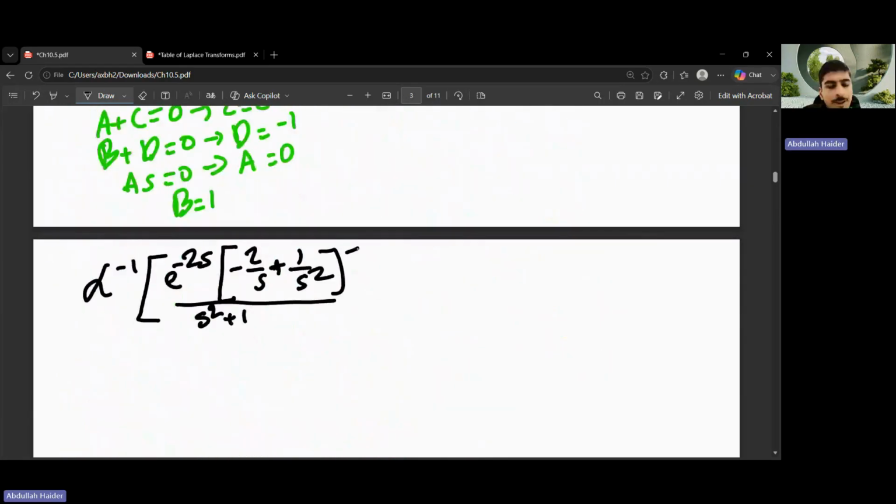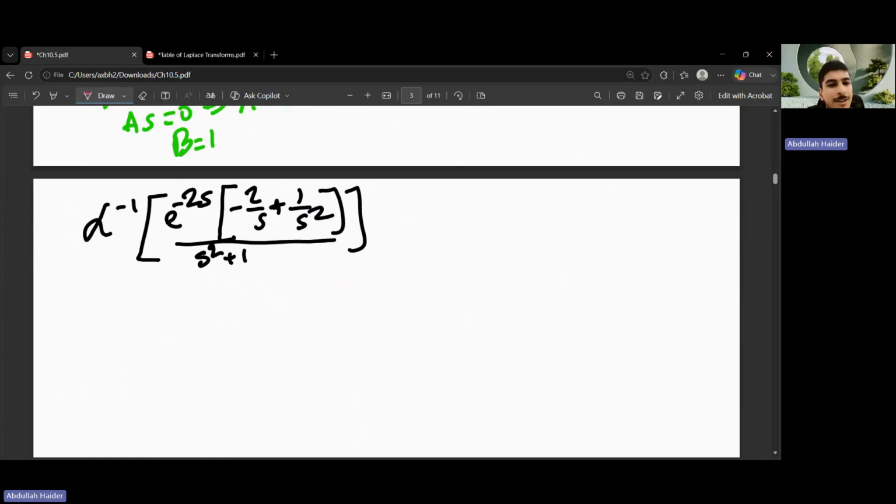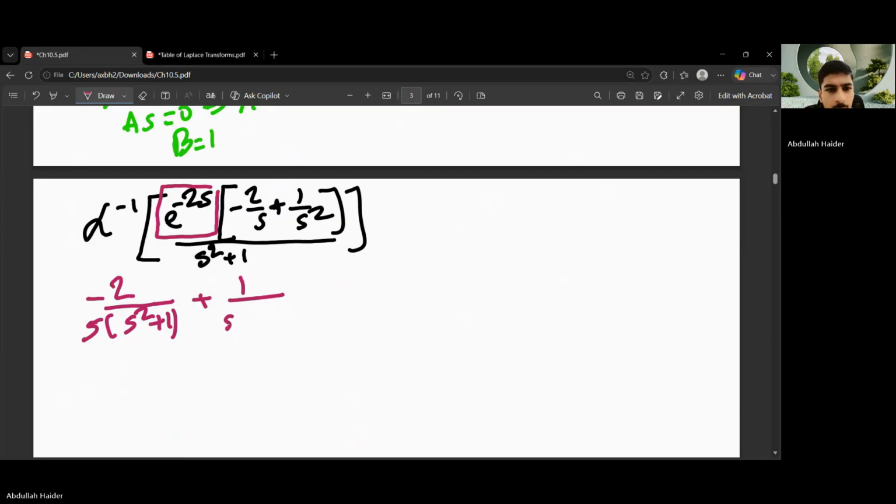Now, one thing important to note here is whenever you have e power to do something, remove it from the partial fraction. You'll be finding the partial fraction again, but you keep this until the last step because this is a transformation technique. So minus 2 over s, what you're left with is minus 2 over s squared plus 1 plus 1 over s squared plus 1, and you need to find the partial fractions of these two again.